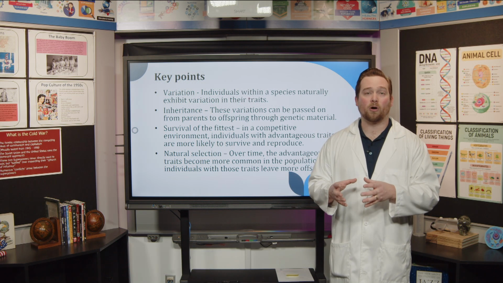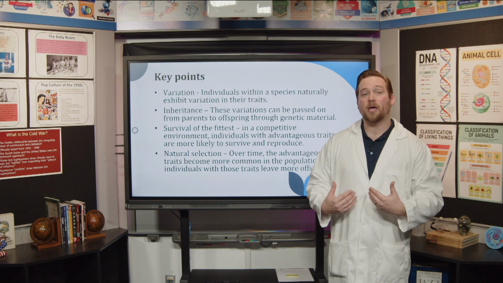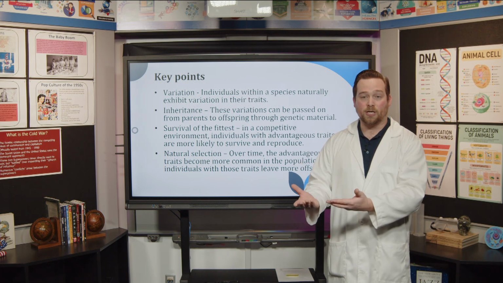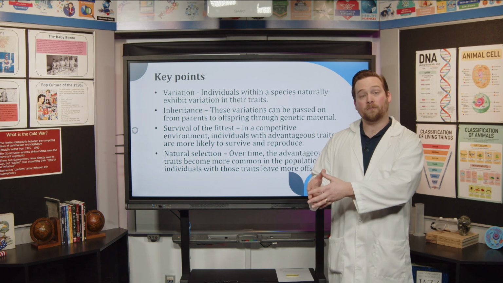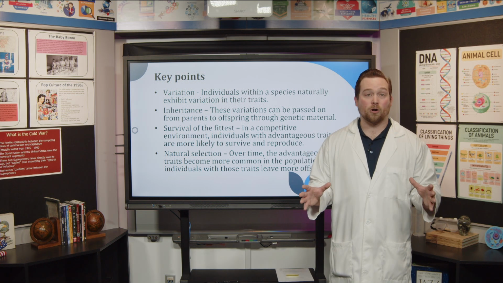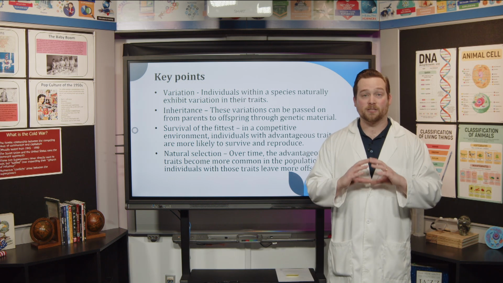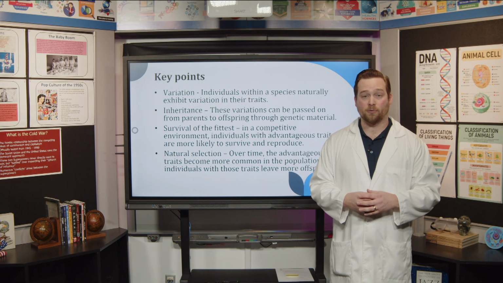So a very important part of being fit is that you have to be able to reproduce and pass your genes on. If you reproduce a lot, then you would be very, very fit. If you don't reproduce at all, if you don't have any offspring, then your fitness is zero, even if you're the strongest person in the room, right?